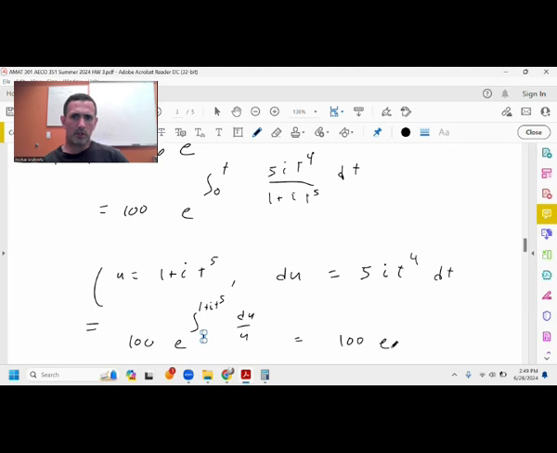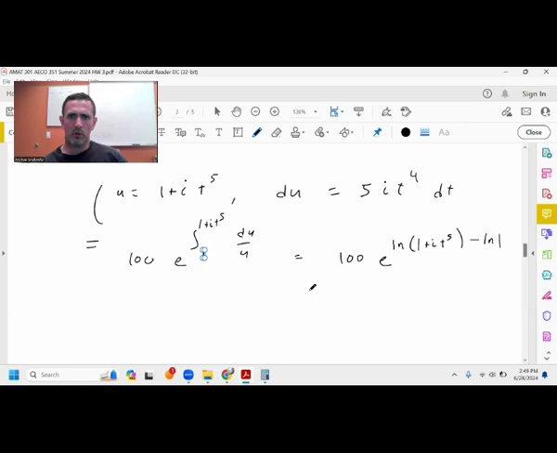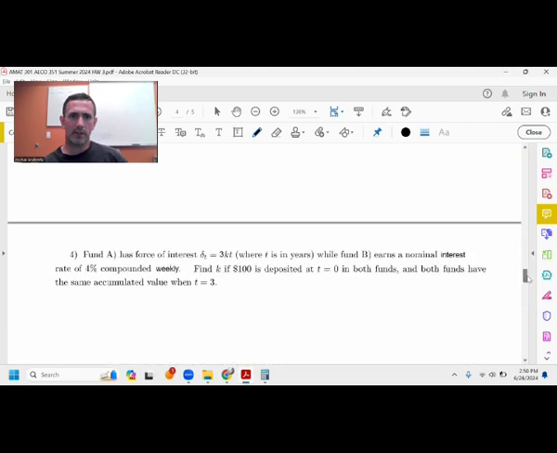Right, so 100 e to the, so I is positive, so no need for absolute values. ln of the top minus ln of the bottom. ln of 1 is 0, so it's just 100. e to the ln, so easy peasy, 1 plus i to the 5th.